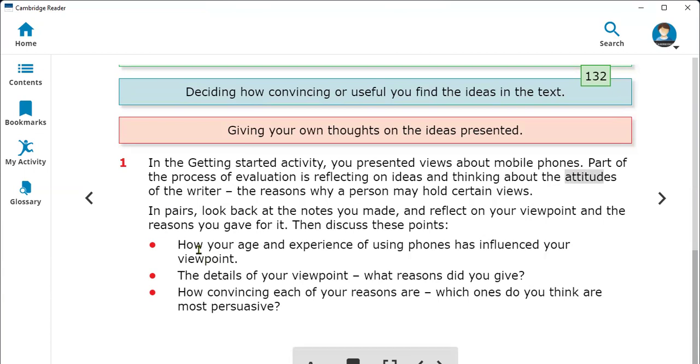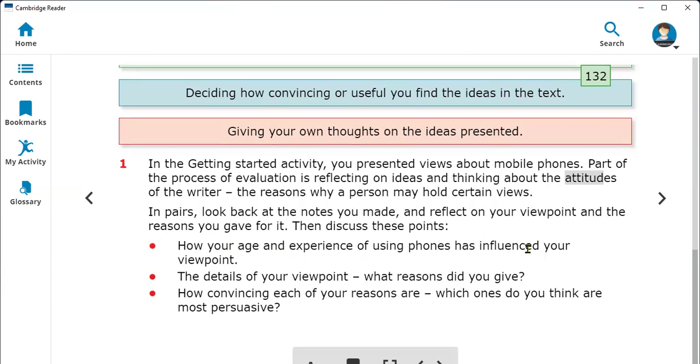Like, you may discuss how your age and experience of using mobile has influenced your viewpoint. I mean, as a user of the mobile phone, how do you feel, is it a useful device or not? And what are your strong reasons to support using the mobile? Then you are going to give some details on your viewpoint, the reasons which you give, and how convincing each of your reasons is. Which ones do you think are not persuasive?